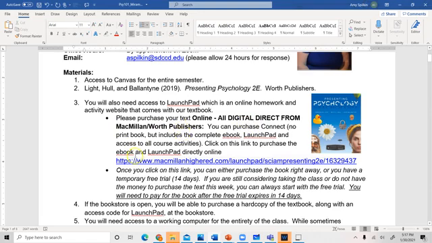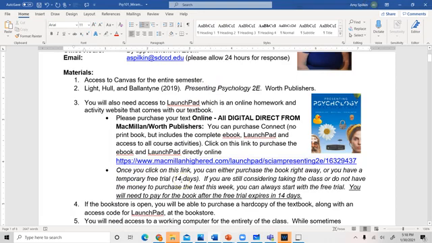And what you can do is click on the link that's in your syllabus or on Canvas, and that will take you directly to where you can purchase the book and Launchpad. When you click on that link, you'll see you have 3 options. You can purchase the book right away, so you can just put your credit card in and then you have access to the textbook and Launchpad. Or you can have a temporary free trial for 14 days.